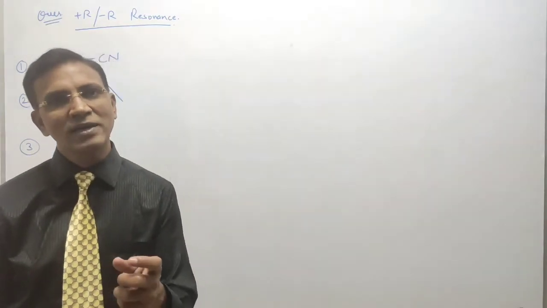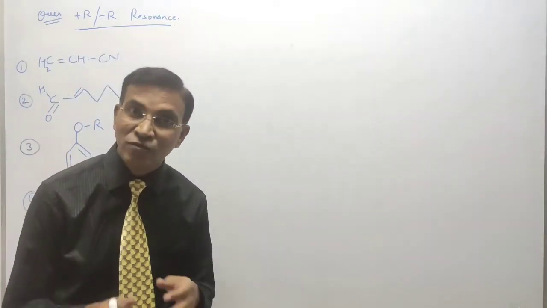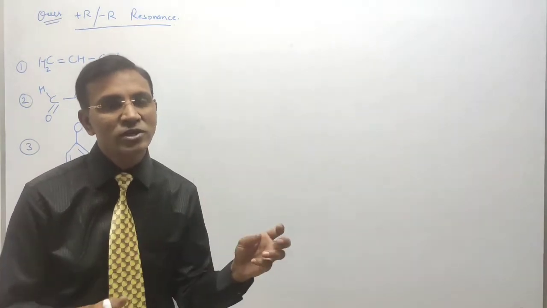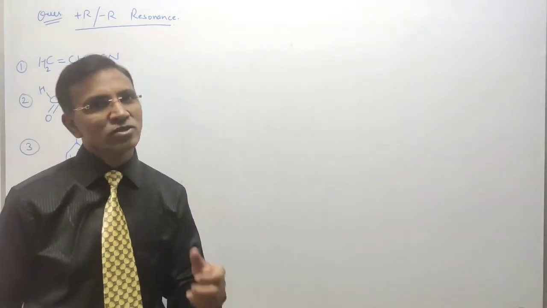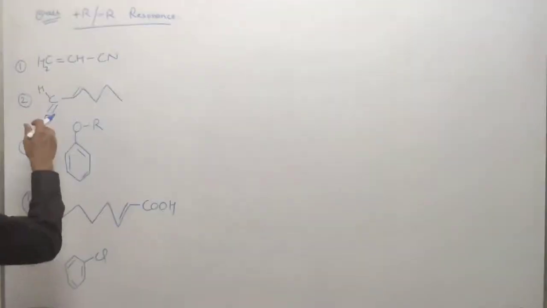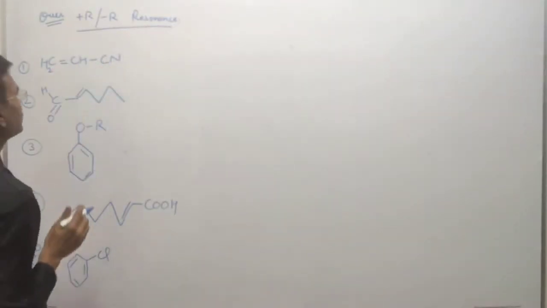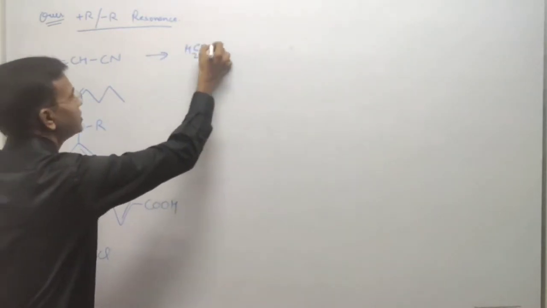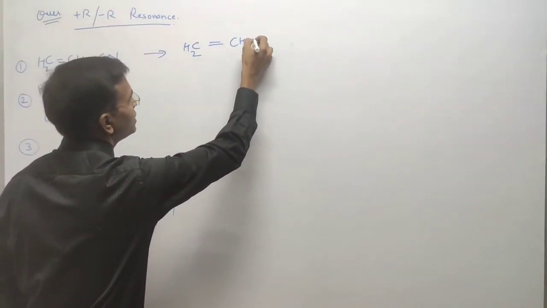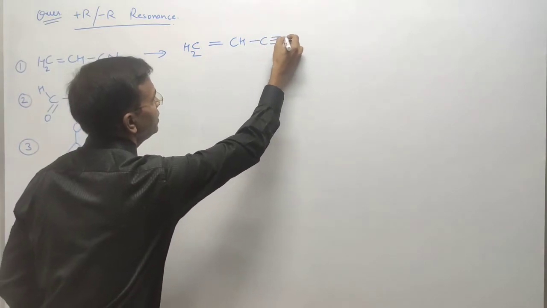the basis of plus R and minus R type resonance. So we have to identify in the given question whether it is plus R resonance or minus R resonance, right? So let us start. The first question is CH2 CH CN. So here it may be written as CH2 double bond CH C triple bond N.